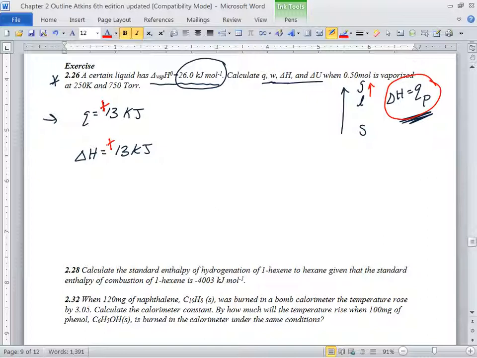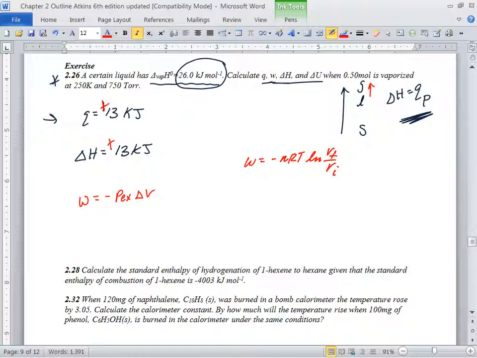How about work? Negative P delta V. Can we do that? Or do we know delta V now? I think, or keep it negative and we would need VF over VI. Oh, there's another one. Okay. Can we get delta U first, and then solve for the work?